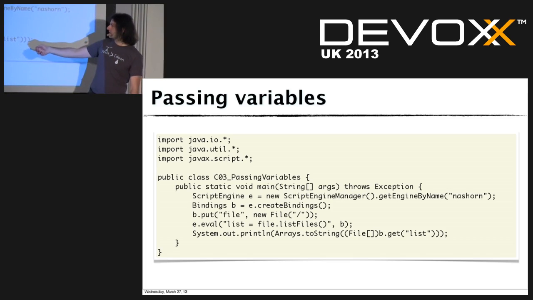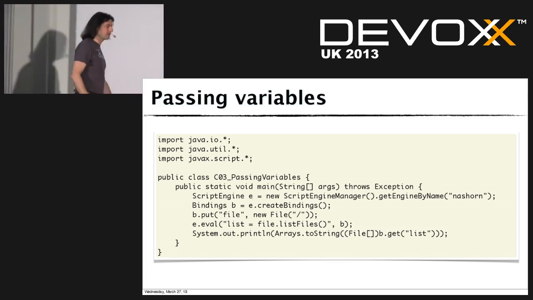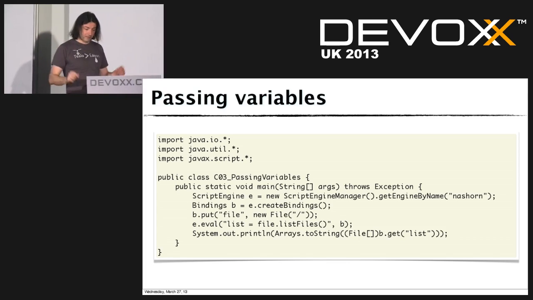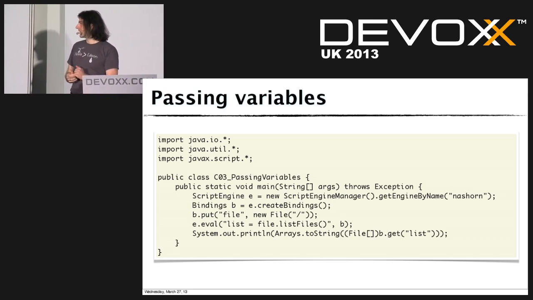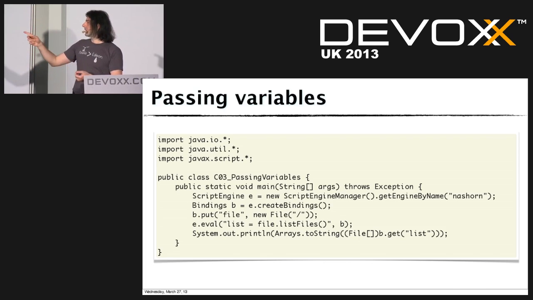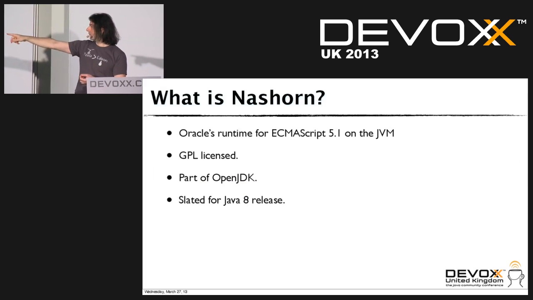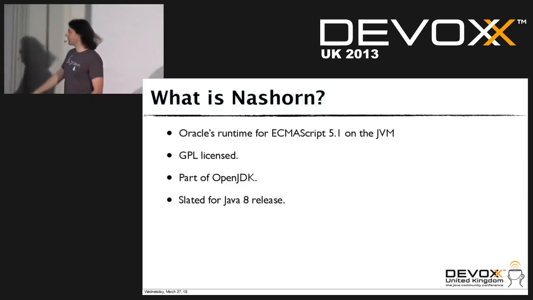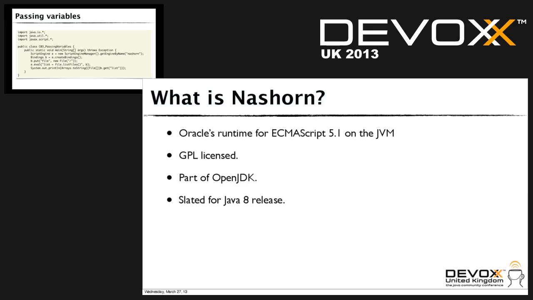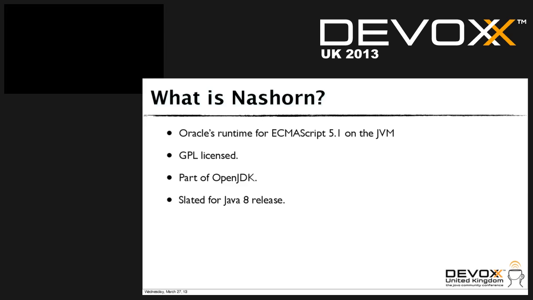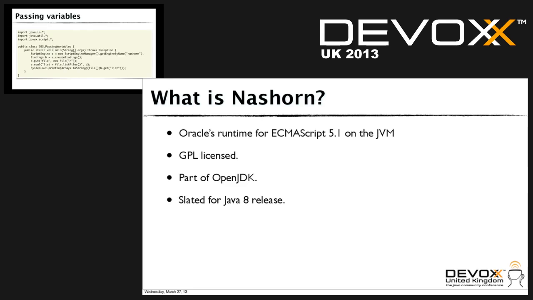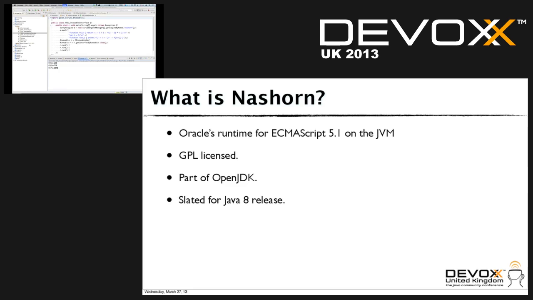In this case, we are just constructing a File that points to the root directory. We are not running with a security manager, that's why we can do it. You just call listFiles, and then at the end, we just retrieve the variable, as you can see. So again, these are really, really small examples, but they're meant to illustrate the concepts.